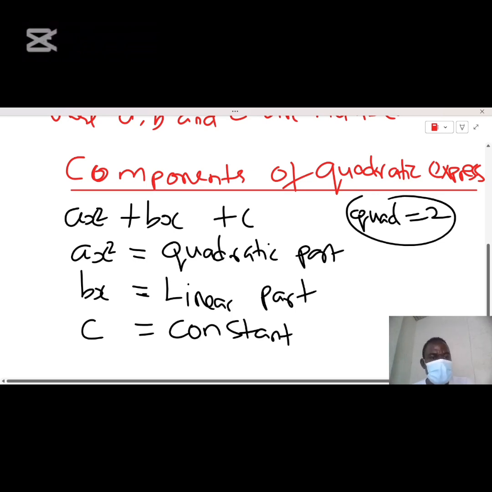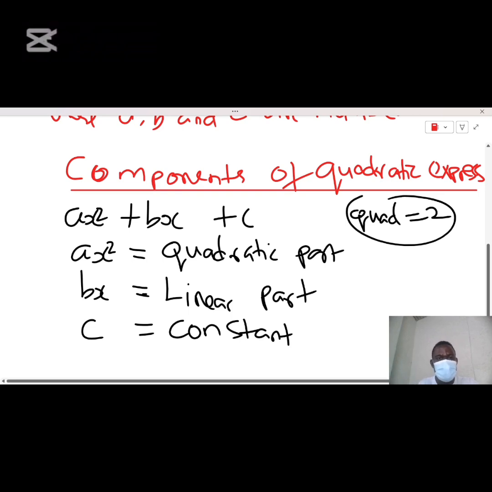You have to be able to know the components of quadratic expressions and understand each one. I've got a quadratic part, a part which has got a power of 2. Then I've got a linear part, which is at the middle of the equation. And then I've got a constant part, which is a part that doesn't have any letter, so it stays at the end of the expression.